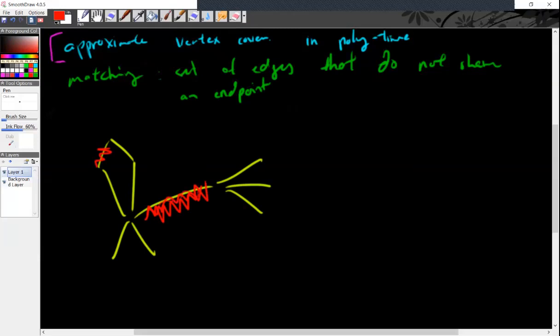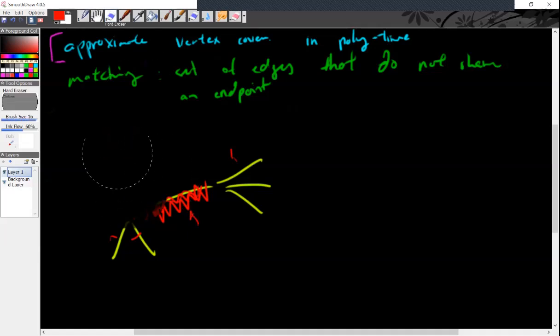If I put these two red edges inside the set, that would be a matching because they don't share any endpoints. If I added anything else, I think that would be an issue. If I added this, that would clearly share one here. If I added this, it would share one here. And I'm pretty sure anything else here would share one with this edge here. So again, a matching intuitively is just edges that don't share the same endpoint.